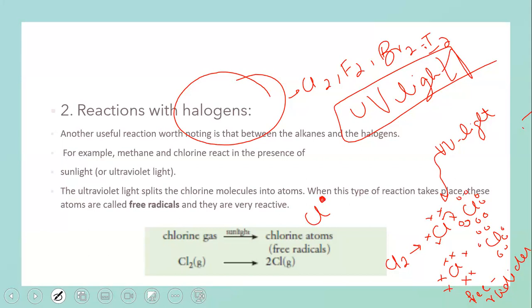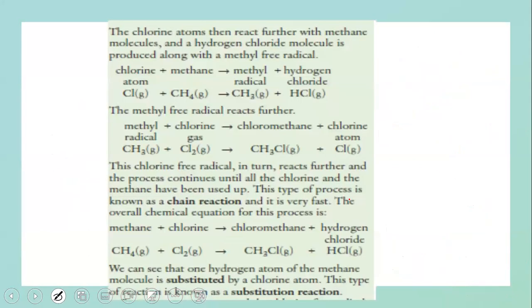Now, the thing about free radicals is that they are super, super duper reactive, like extremely reactive. Why? Because they don't have a complete outer shell. So what is going to happen? I have my step number one. I have chlorine. That chlorine broke down to give me chlorine free radicals because of sunlight. Now, I have my methane.